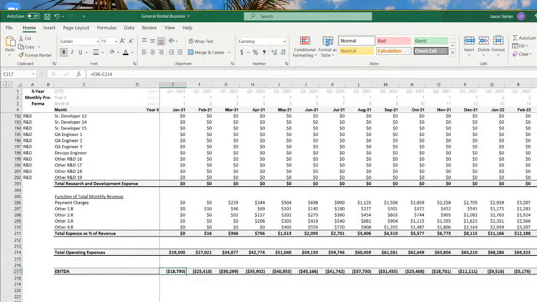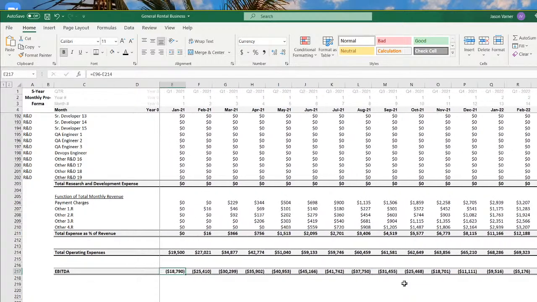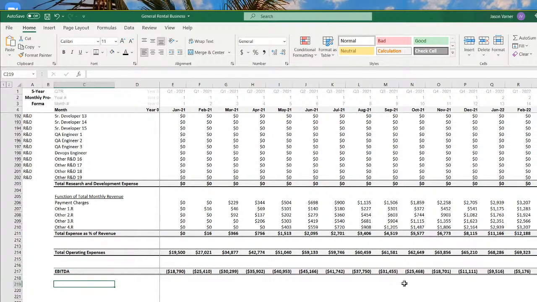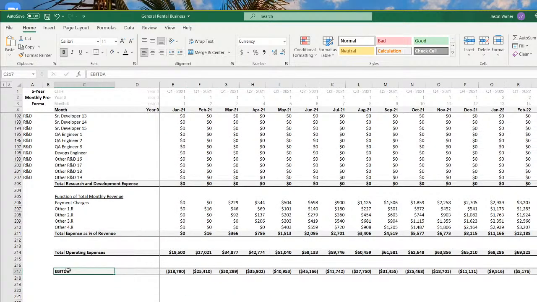All right, so EBITDA, you can see as you build up, you start to cover your costs more and more, and then you start to become profitable. Obviously, the assumptions I put in are random, arbitrary, but I just put generally fixed expenses, and you've got more revenue coming in as you start to purchase more things that you can rent out. All right, so EBITDA is here.